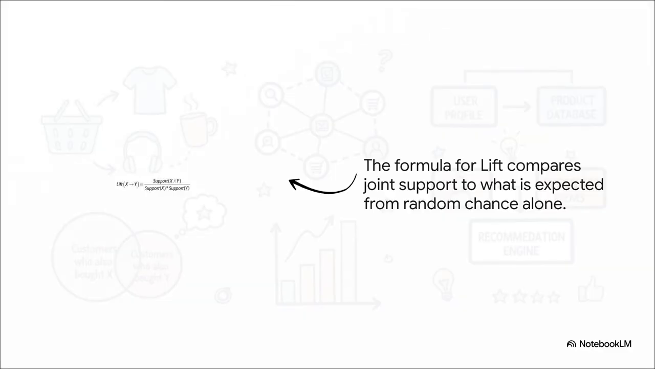What the lift formula does is actually pretty clever. It compares how often two things happen together versus how often you'd expect them to happen together just by pure chance. So, by dividing the support of them together by the product of their individual supports, we can see if the connection is real or just a fluke. A lift over 1 means we are definitely onto something.